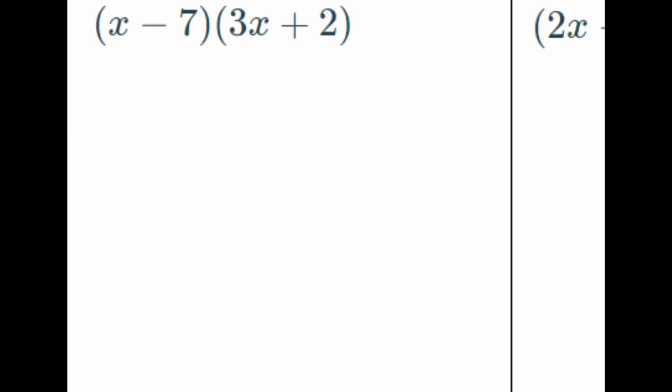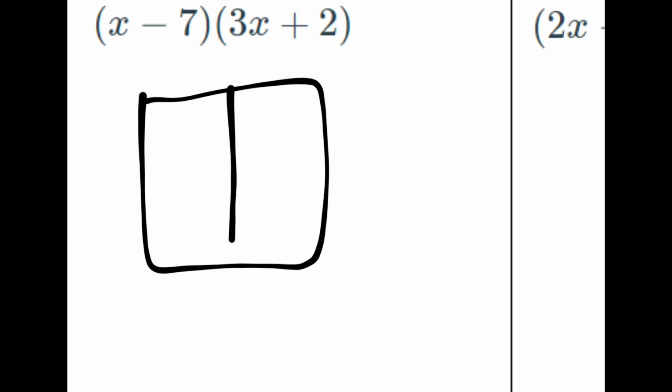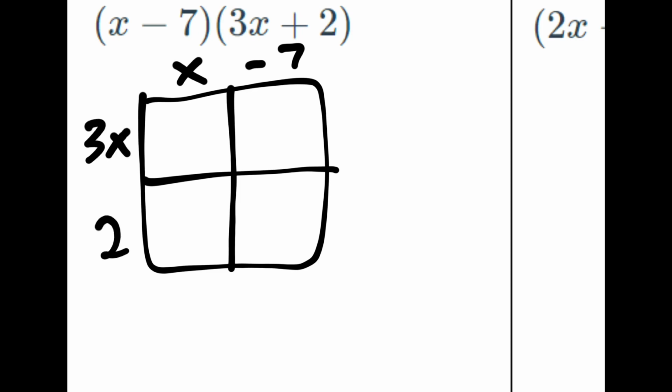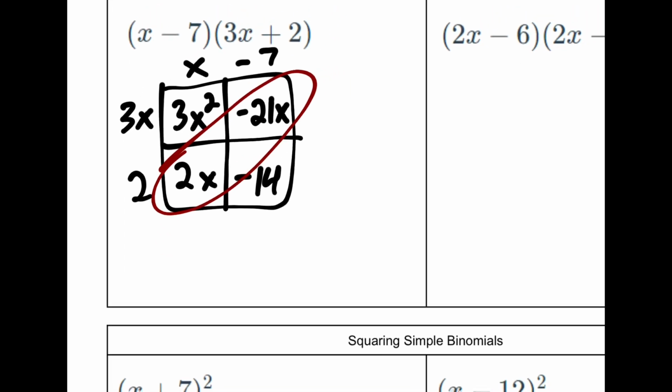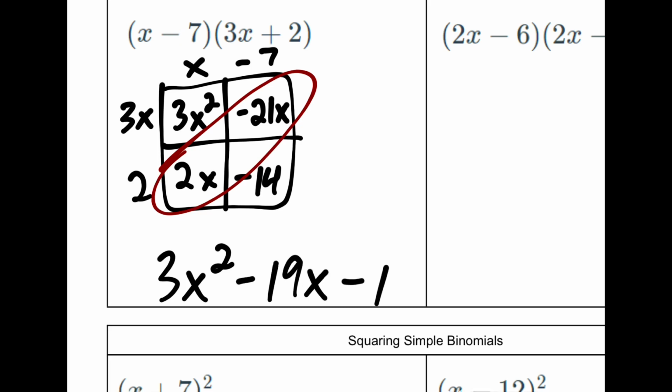Also in this section, we multiply binomials. So we use the box method. We draw a box that is a 2 by 2 grid, and we take our first binomial, x minus 7, we can put it across the top, 3x plus 2 across the side, and we multiply rows by columns to fill out each of the boxes. So 3x squared, 2x, negative 21x, and negative 14. The last thing we do is we combine like terms, which is always going to be across this diagonal. So our final answer is 3x squared minus 19x minus 14.